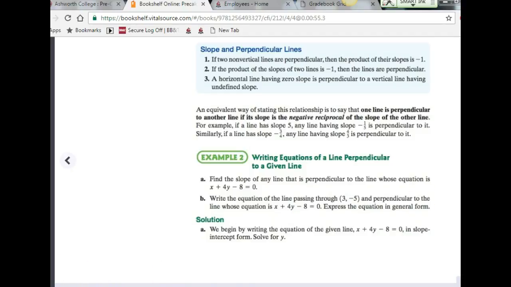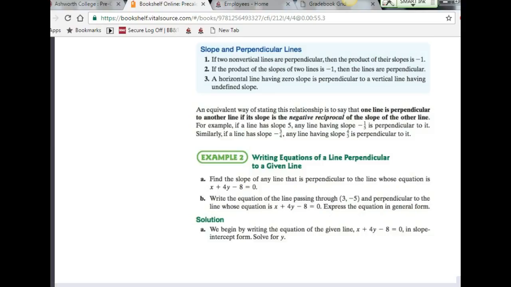Hello again. We are looking at example number 2 from your pre-calculus textbook. This is under lesson 1-5 on page 194. Previously, in one of the videos, I showed example 1, which was how to write an equation that is parallel to a given line. Now we're going to write an equation of a line that's perpendicular to a given line.